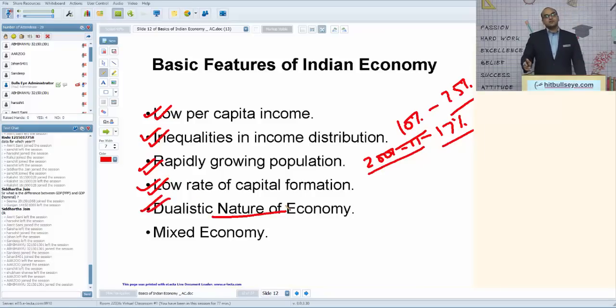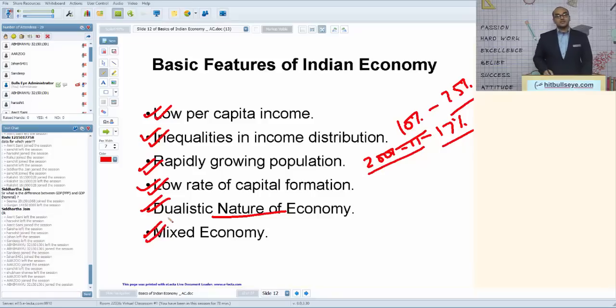In every sector of the economy, you will see that there are modern industries as well as traditional industries. If you talk about agriculture, the richer farmers of Punjab, Haryana, Western UP are using modern techniques of agriculture. However, if you compare them with poorer farmers of, let us say, Telangana or Vidarbha, these people are poor and continue to use traditional methods of agriculture.